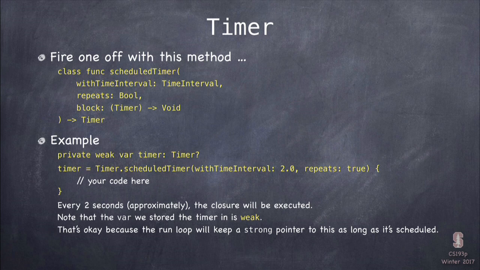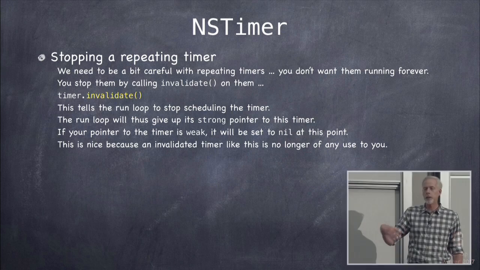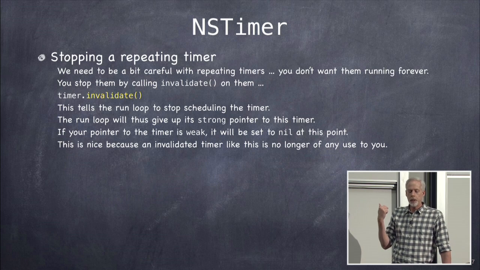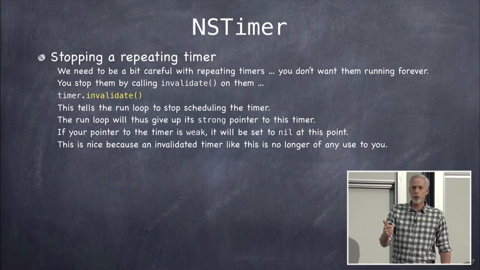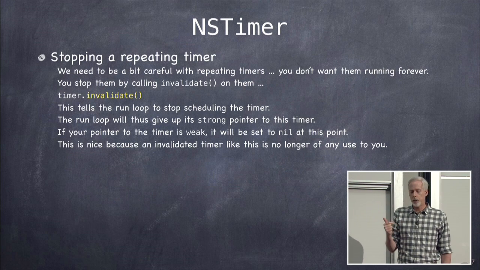And if I ever wanted to start a timer up again that I had stopped, I would just call schedule timer again. It's such a simple API. So how do you stop a timer? So you've got a timer with repeating true, and it's going off and running this closure every 2 seconds or whatever. You stop it by sending the message invalidate to the timer. And invalidate tells the run loop to stop scheduling this thing and invalidates the timer.